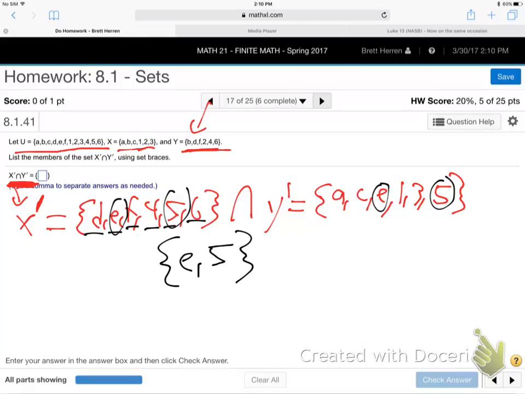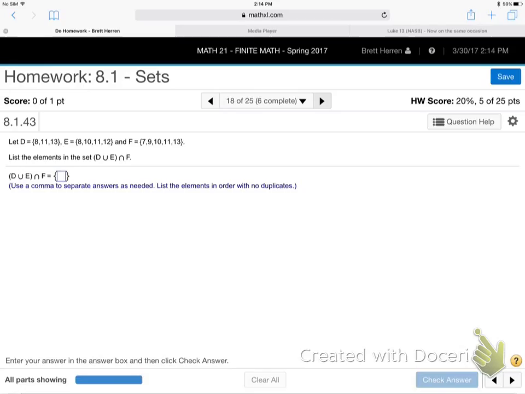All right. So these are more valuable. This is what I will put on the next test. You can see the next practice exam. You'll see I put questions like this. All right. So they want us to find D union E intersect F.